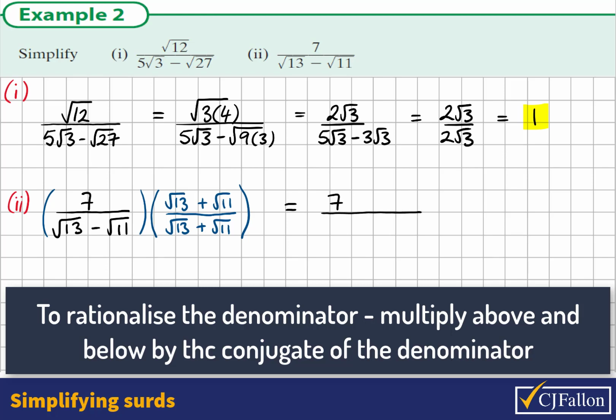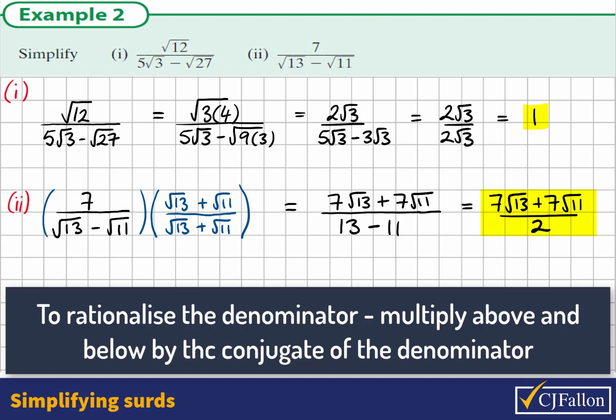Along the top, we have 7 groups of root 13 and 7 groups of root 11 when we expand the top. When we look at the denominator, you should notice that we have the difference of 2 squares here. We have root 13 minus root 11 and root 13 plus root 11. So the answer to this will be root 13 squared minus root 11 squared, which is 13 minus 11. Now 13 minus 11 is 2. There's not much we can do at the top. So we still have 7 root 13 plus 7 root 11, and our denominator is 2.